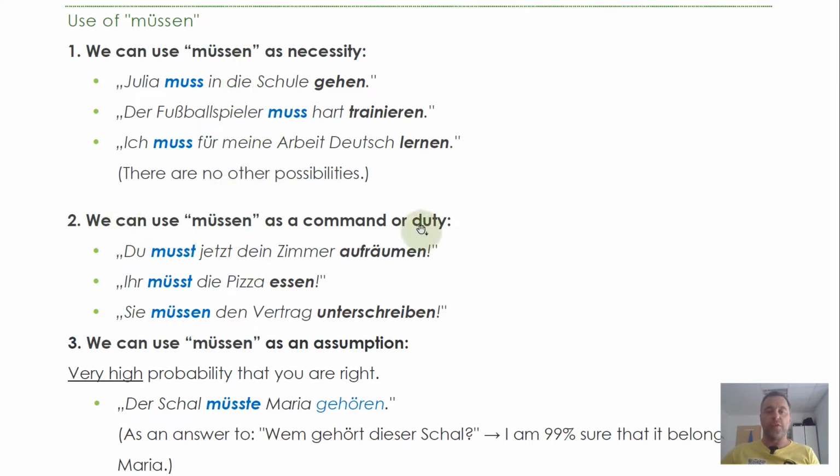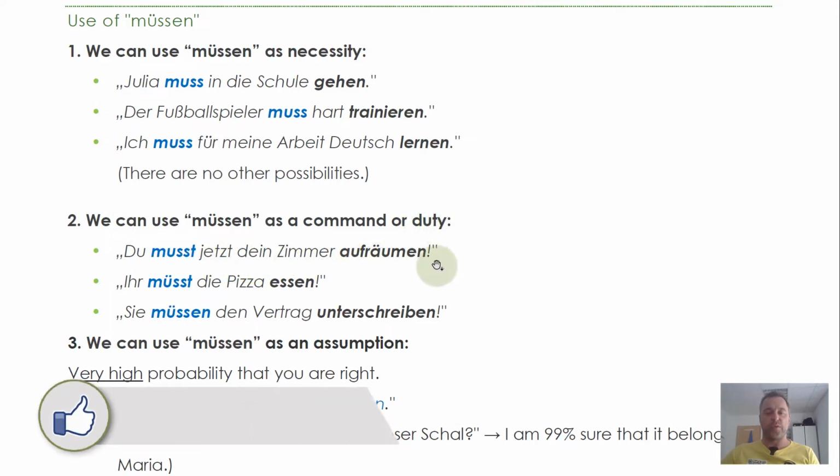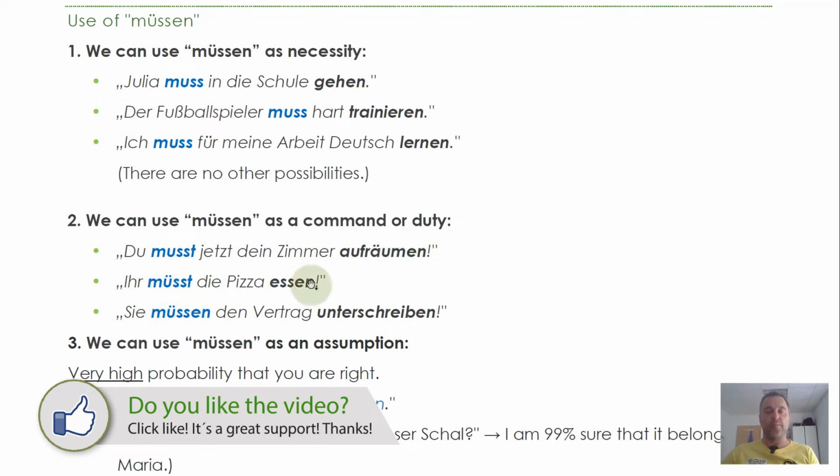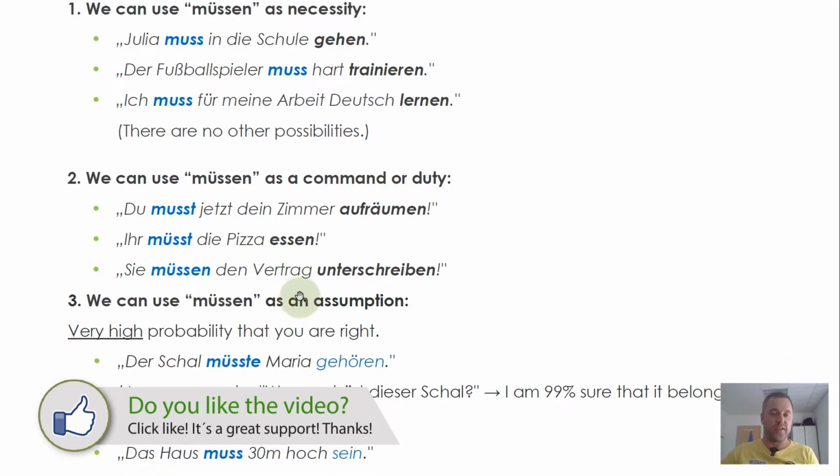You can use müssen as a command or duty. Du musst jetzt dein Zimmer aufräumen. You have to clean up your room now. You must clean up your room now. Ihr müsst die Pizza essen. You must eat the pizza. You have to eat the pizza.